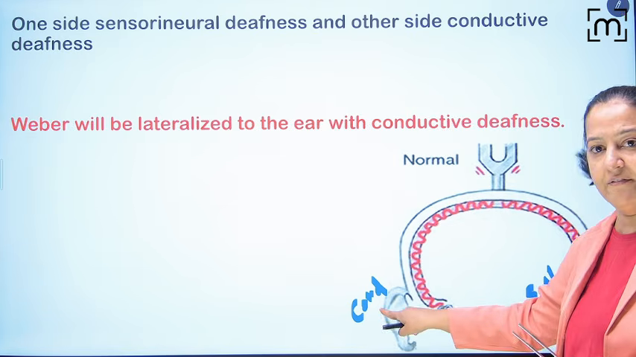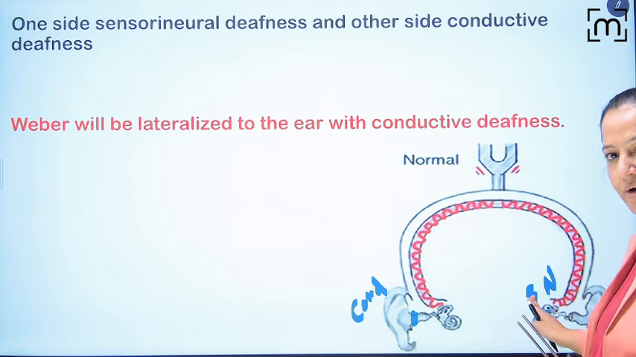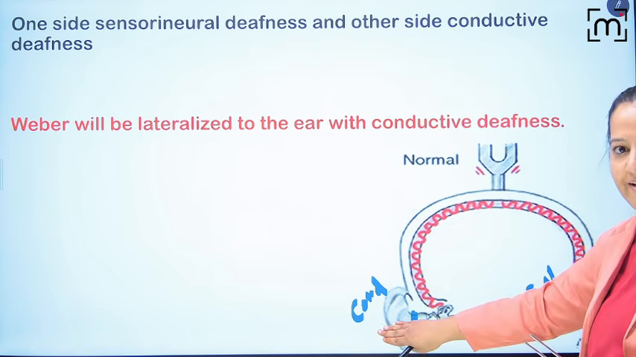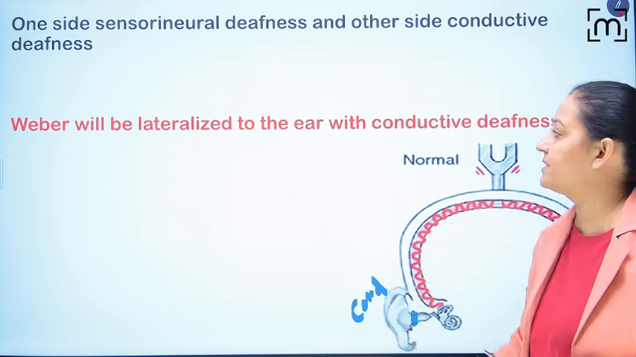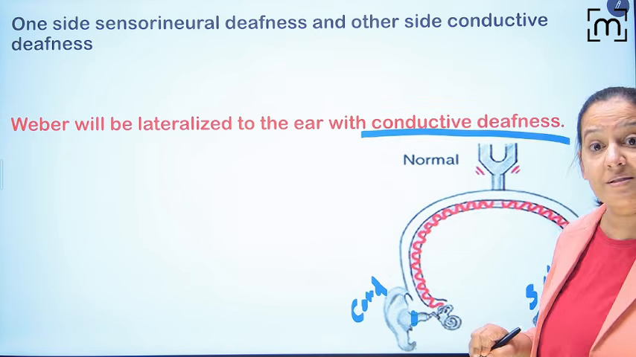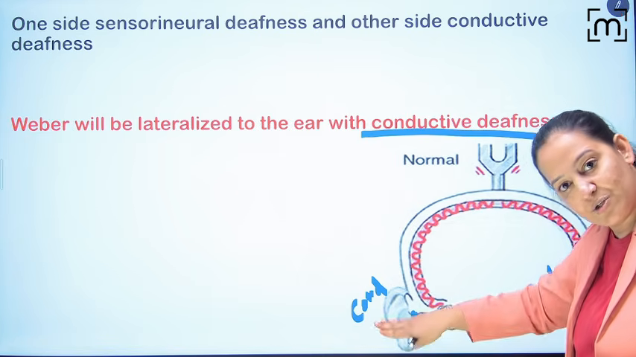So in conductive, it is lateralized to the same ear, the worse ear. And in sensorineural, it is lateralized to the opposite ear, the better ear. So in both the scenarios, it is lateralized towards the ear which is having conductive hearing loss. So the answer is it will be lateralized towards the conductive hearing loss. One ear with conductive, one with sensorineural, so it is lateralized to the conductive.